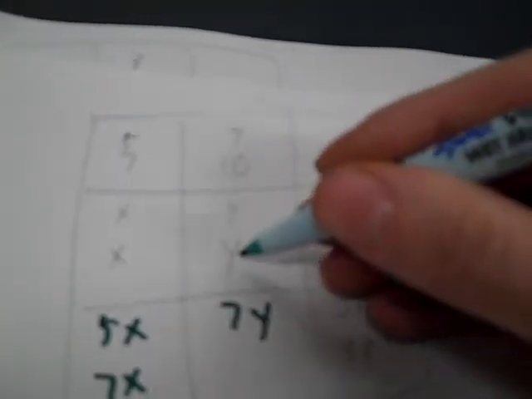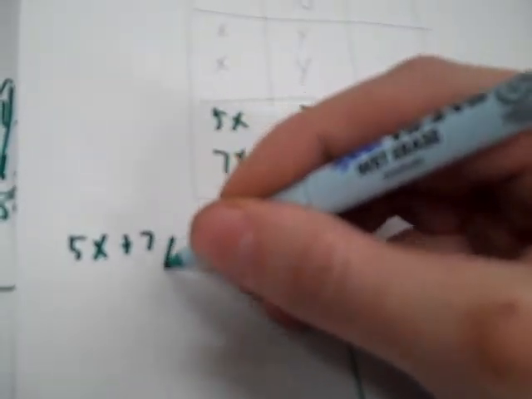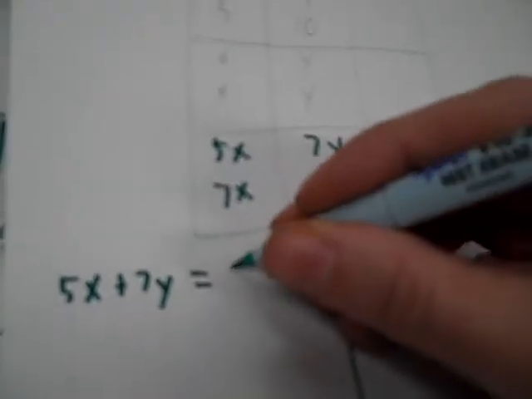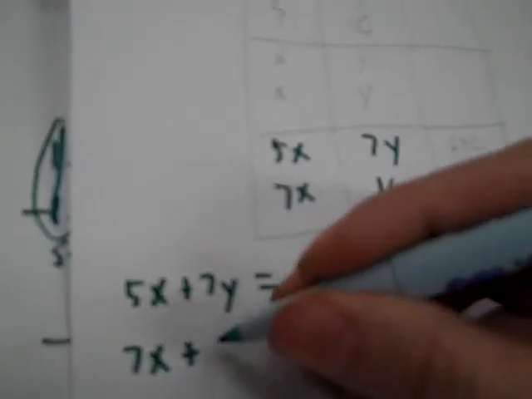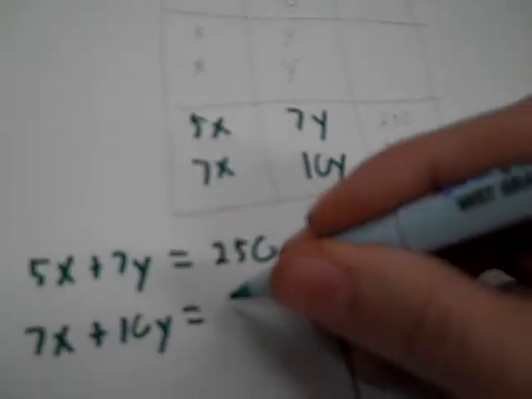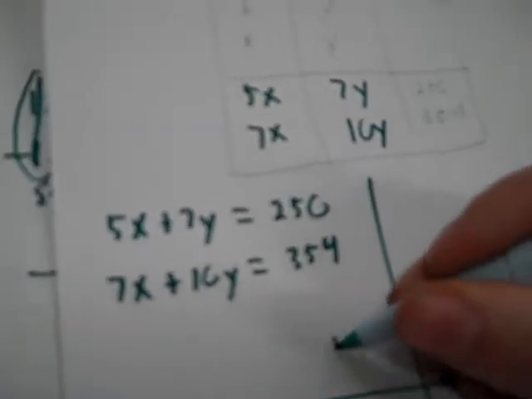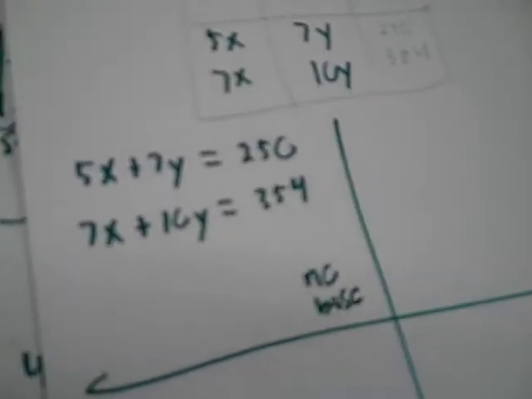Again, you got two numbers in a box, so you multiply 5 times x, 5x, 7 times x, 7x. Now, 7 times y, 7y, 10 times y, 10y. Again, you got x and y, so you're going to need your chart. 5x plus 7y equals 250. 7x plus 10y equals 354. Again, there's no base. You will not find a base when doing this.